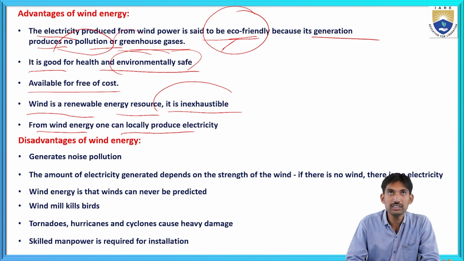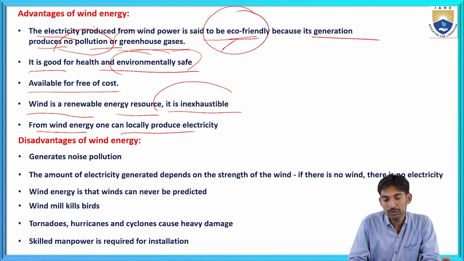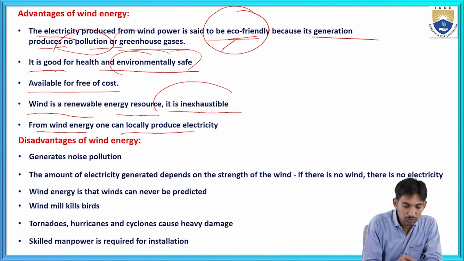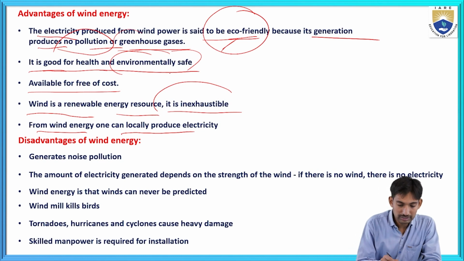The advantages of wind energy: the electricity produced from wind power is said to be eco-friendly because its generation produces no pollution or greenhouse gases. It is good for health and environmentally safe.